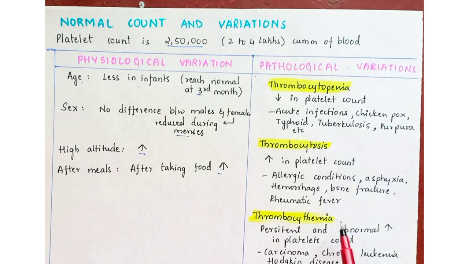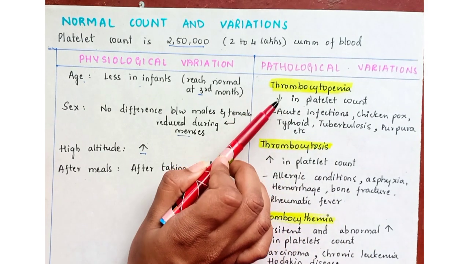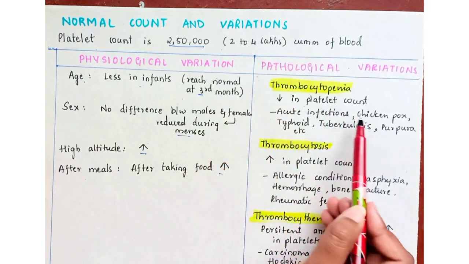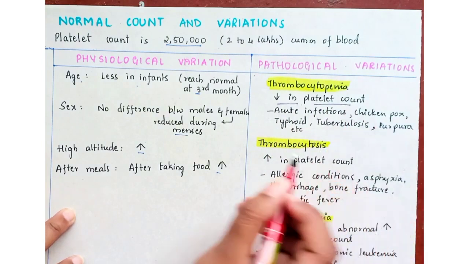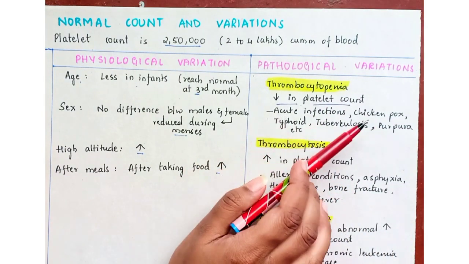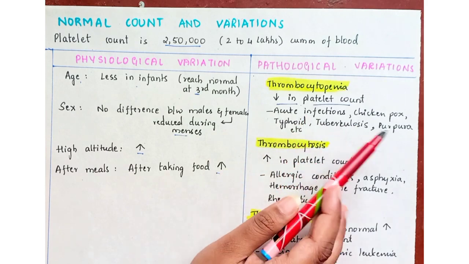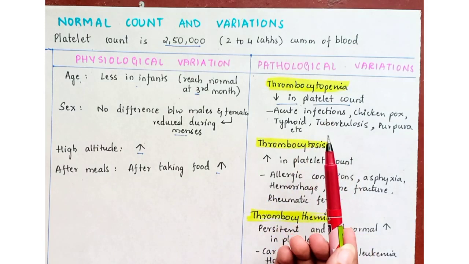Pathological variations. It is very important. Thrombocytopenia, which means decrease in platelet count. Now this is seen in many conditions such as acute infections, chickenpox, typhoid, tuberculosis, purpura and many similar diseases.